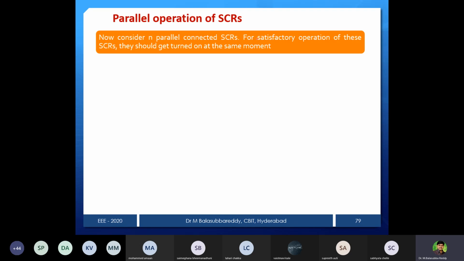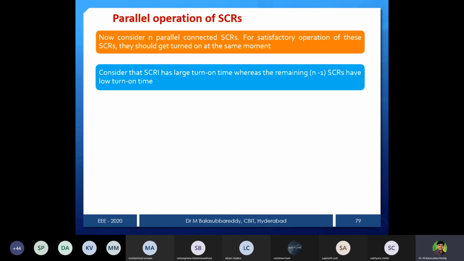But suppose turn on times are different. Consider SCR1 has a large turn on time, and the remaining n minus 1 SCRs have low turn on time. Then what is the meaning? If all 10 SCRs are connected like this in parallel, all must turn on at the same time. But unfortunately, the first SCR's turn on time is more than all the remaining SCRs, which have the same turn on time.